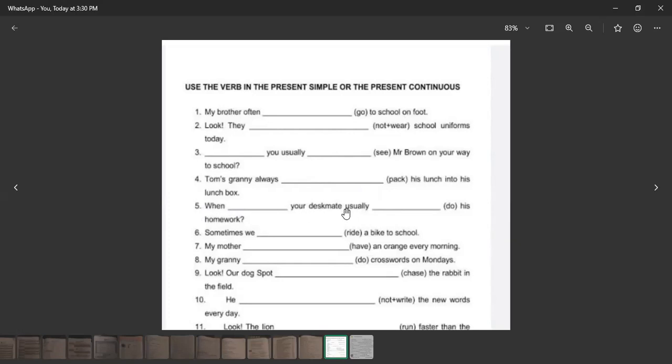When your desk mate usually do his homework. usually, is it present simple or present continuous? Present simple. Mm. Okay. In the question word in the present simple, after when we put what? Desk mate means your friend. No, it's your, be careful, this is Do. your, not you. Your friend is he or she, right? A female friend. So what does it take here? Does. Bravo. So when does your desk mate or your friend usually do, as it is. No, do stays as it is.